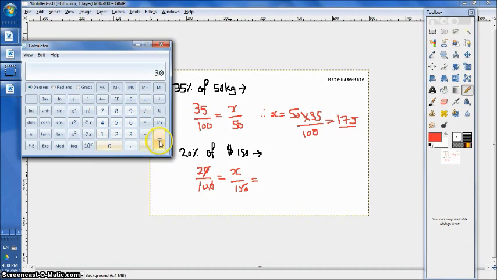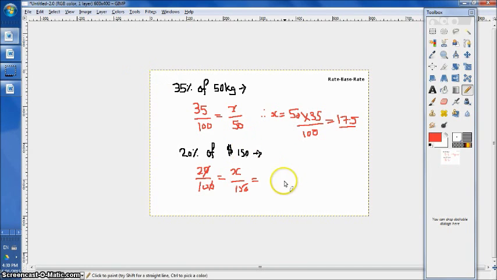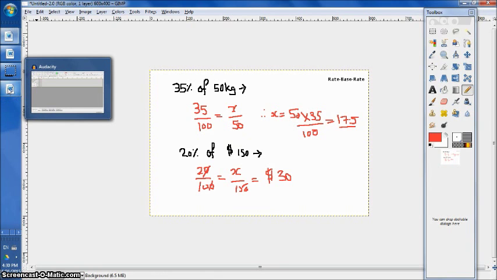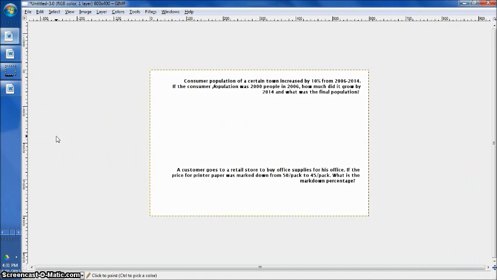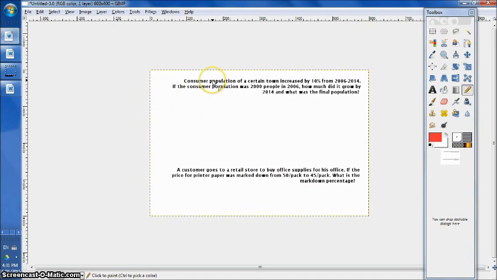Okay, so this is how you solve calculations involving percentages. Let's move on to another calculation. The population of a certain town increased by 10% from 2006 to 2014. If the population was 2,000, what did it go up by, and what was the final population?